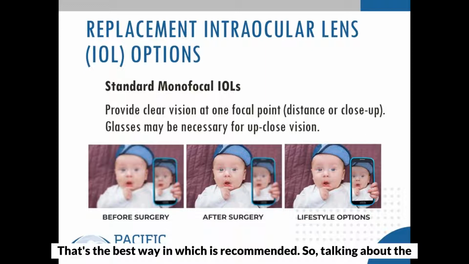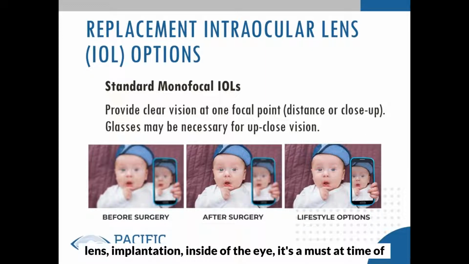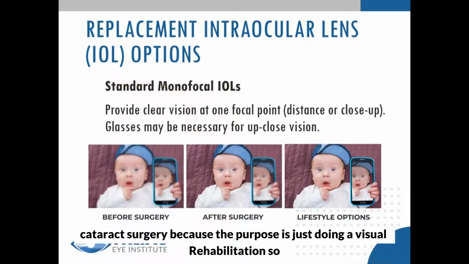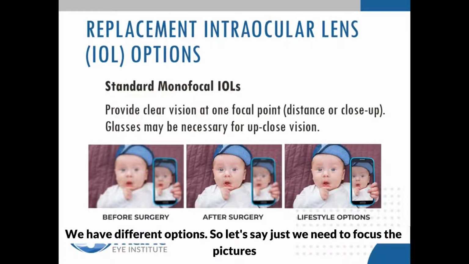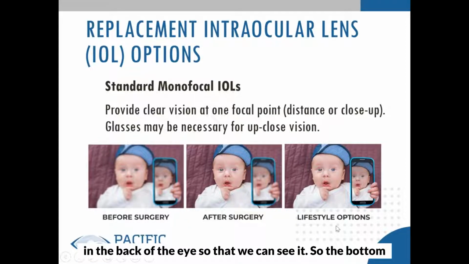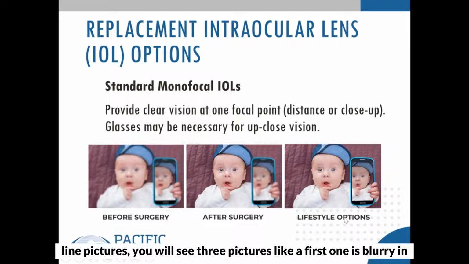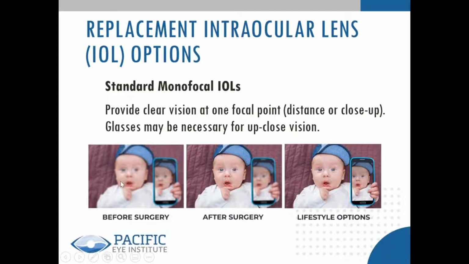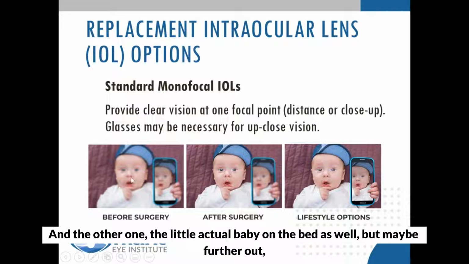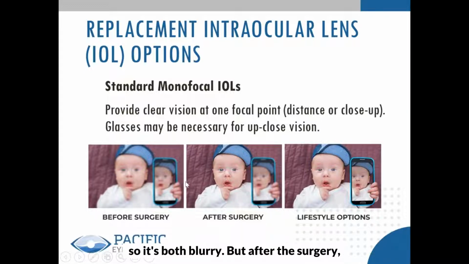Talking about the lens implantation inside of the eye, it's a must at the time of cataract surgery, because the purpose is visual rehabilitation. For replacement with an intraocular lens, we have different options. We need to focus the pictures in the back of the eye so that we can see. In the bottom line pictures, you will see 3 pictures. The first one is blurry in both far and near. The cell phone picture is at arm's length, maybe 15 inches or so. And the other one, the little baby on the bed, is maybe further out. So it's both blurry.